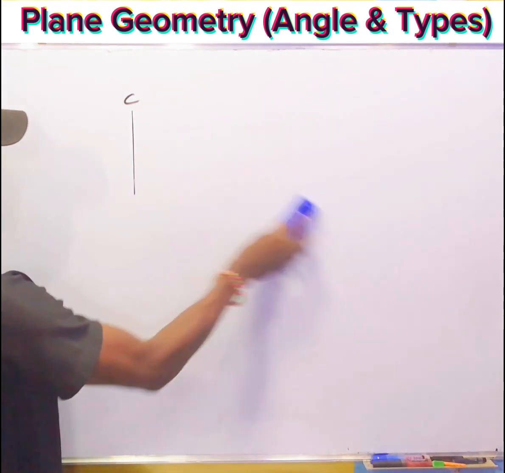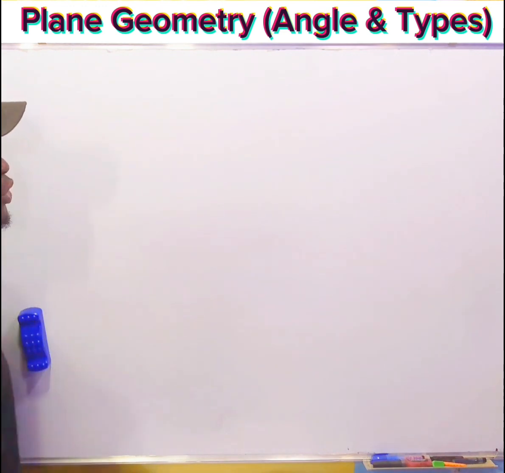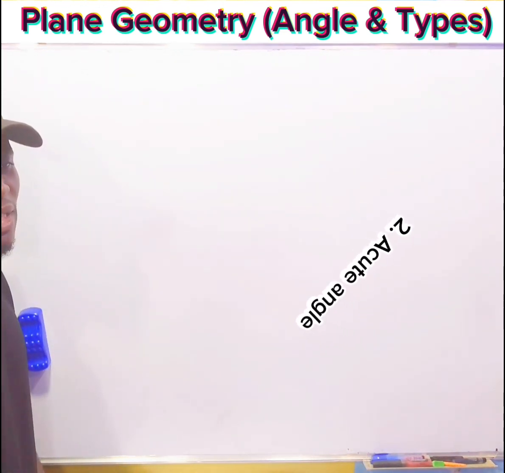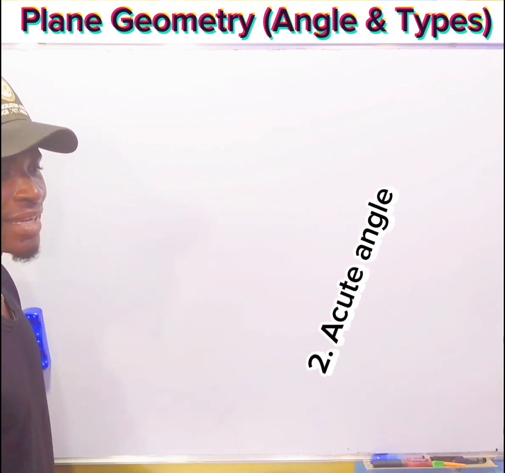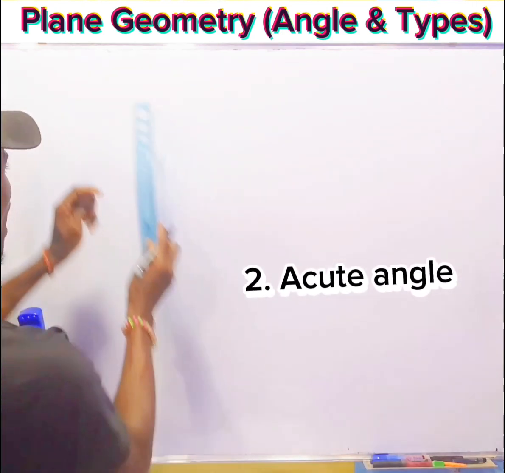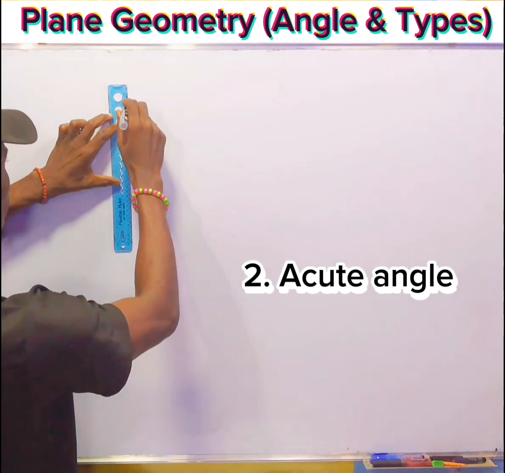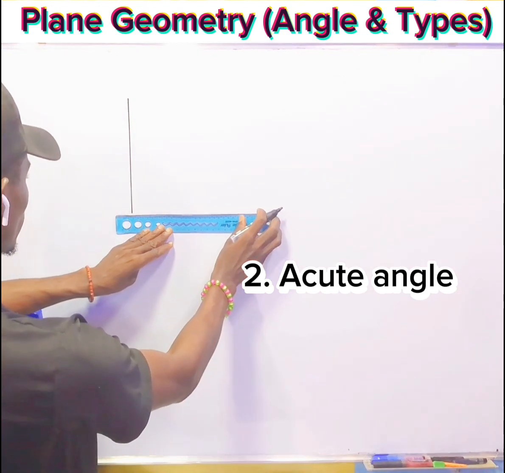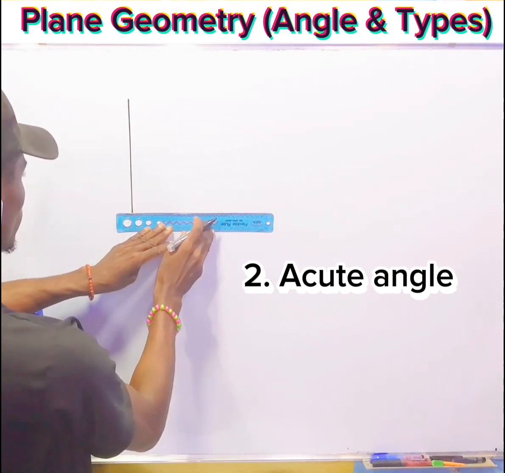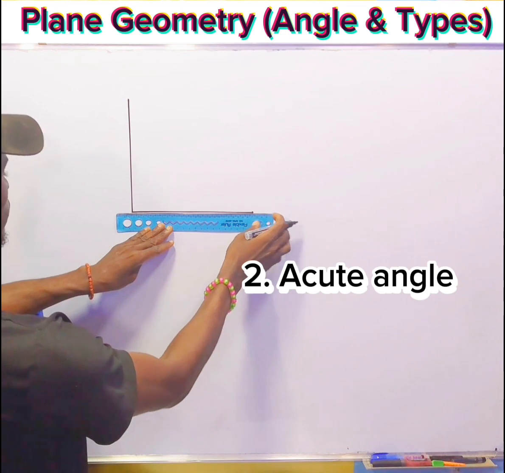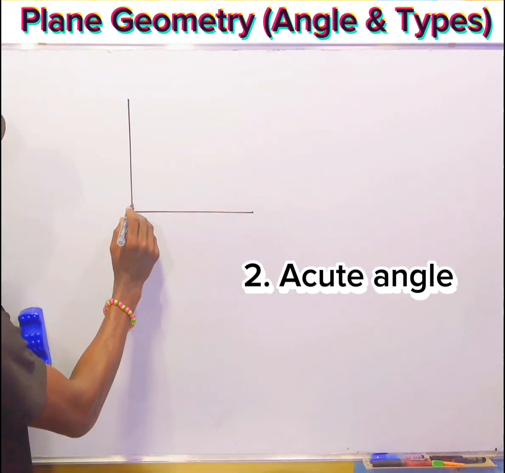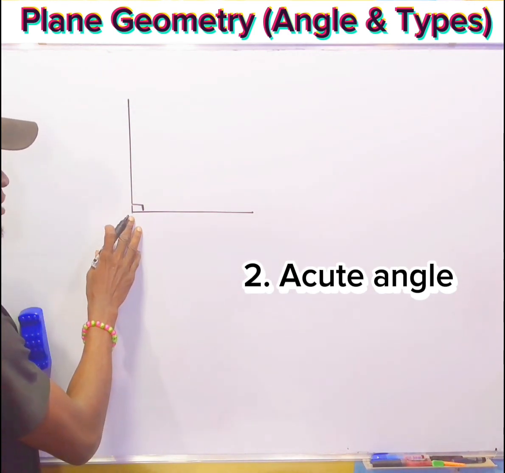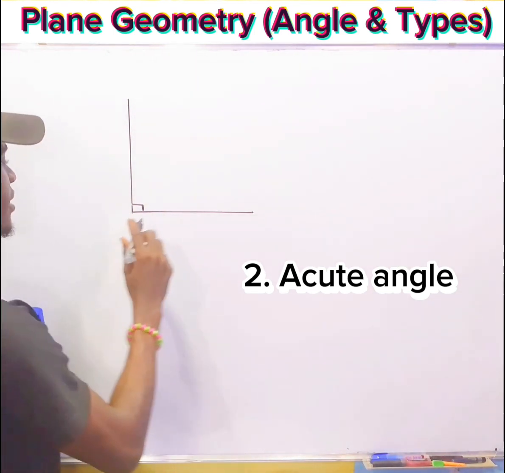Also, we have the acute angle. What is an acute angle? An acute angle is simply an angle lower than 90 degrees. So assuming we have a right angle, this is a right angle. An acute angle is the angle that is lower than a right angle. This is an angle lower than 90 degrees.